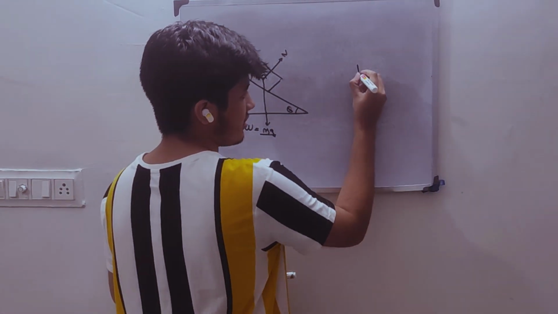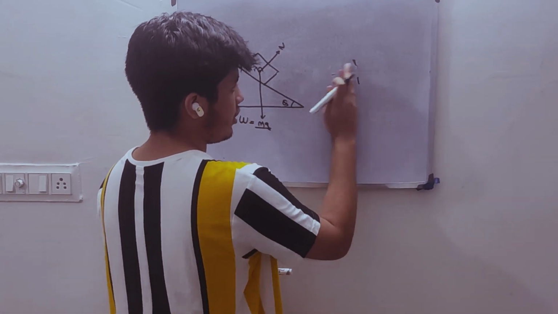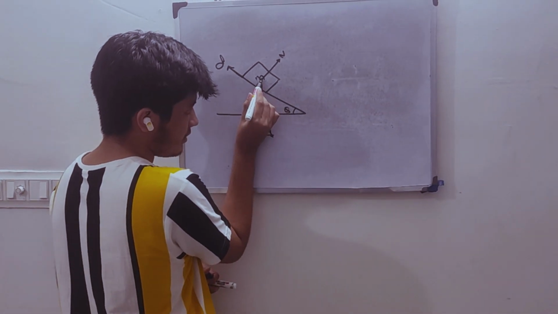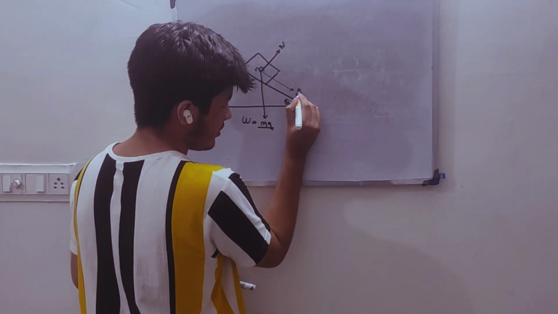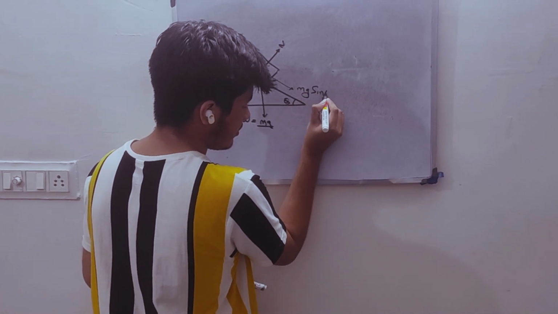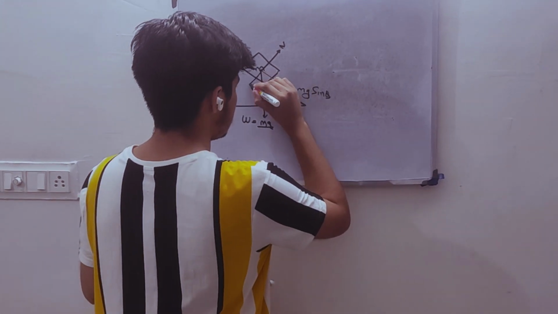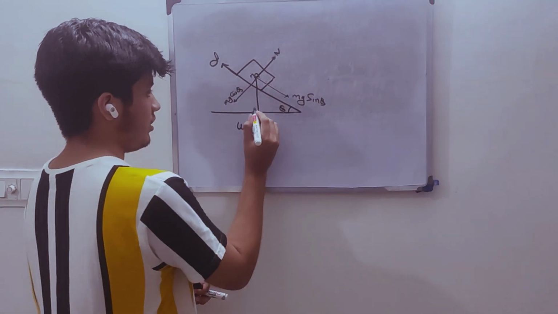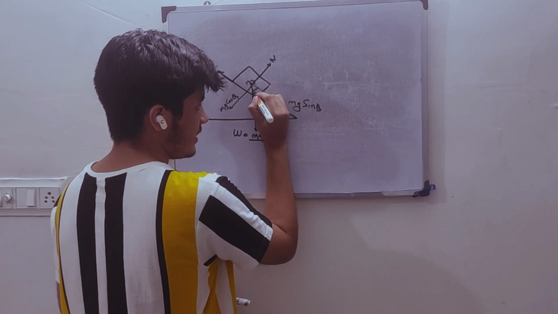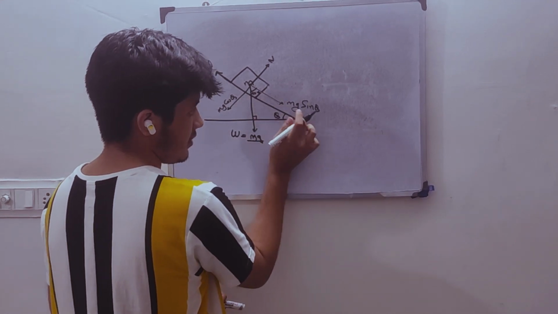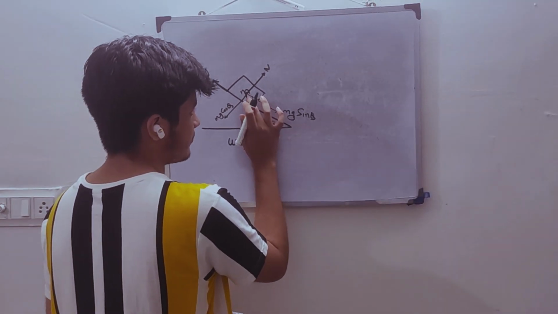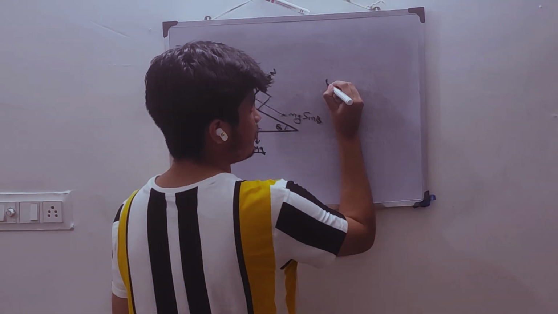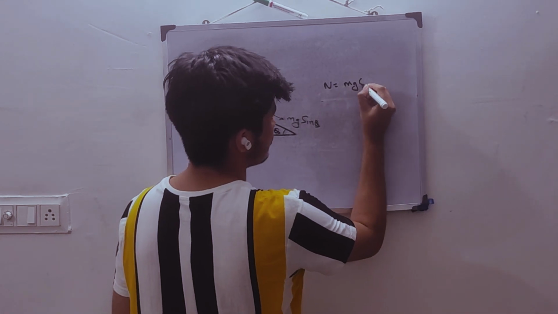Now to draw this in the x and y axes, we can do one thing. We can make components of mg, like this is mg sin theta, and this is mg cos theta. As this is 90 and this is 90 minus theta, this will be mg sin theta. So here you can see the normal force is mg cos theta.